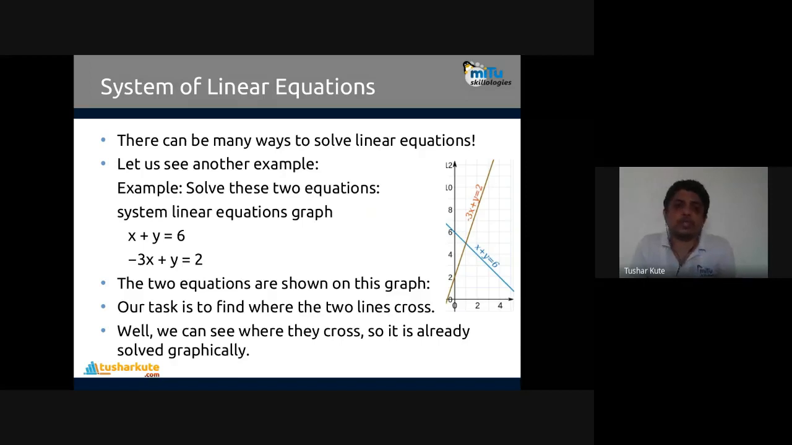Now let's talk about more. There can be many ways to solve linear equations. Let's take one more example of it. I just mentioned two different equations over here. For example, solve these two equations using a linear graph. Now you can see the first is x plus y equal to 6. Maybe remember, it's also a linear equation because the value of m is 1 over here.